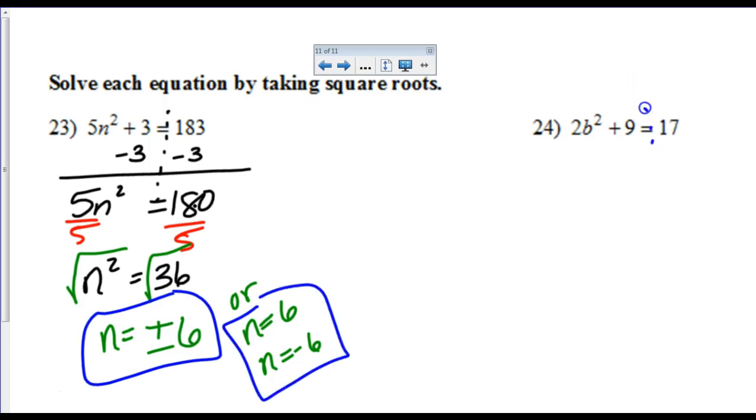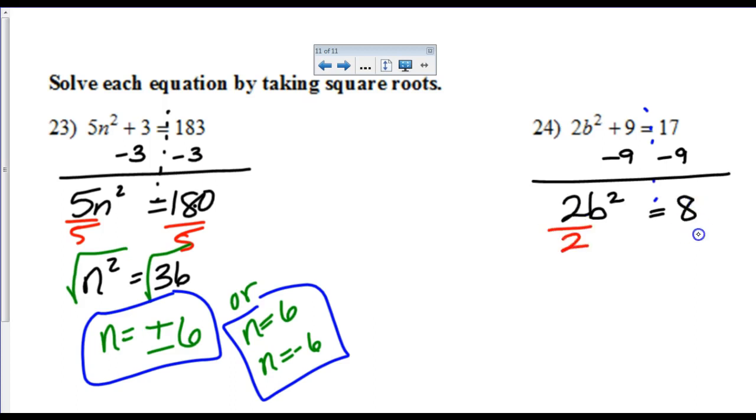Alright, same idea here, guys. We got to subtract the 9 so we can isolate the b. So I have 2b squared equals, oh gosh, I should be able to do that, right? What is that, 8? Alright, divide both sides by 2. Can you tell I'm still on summer vacation? Alright, b squared equals 4.